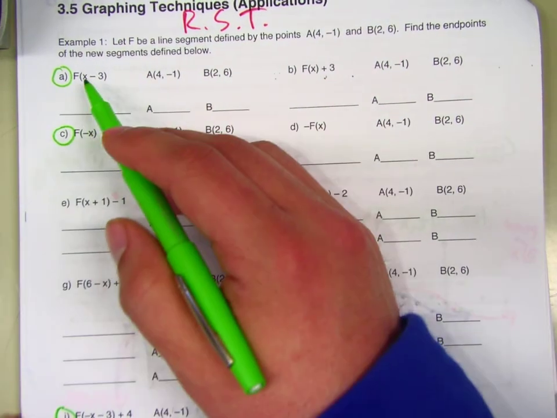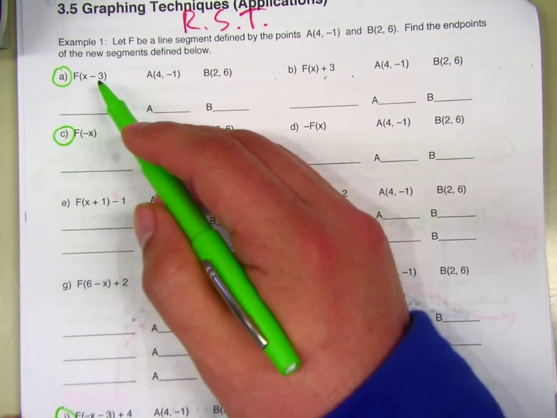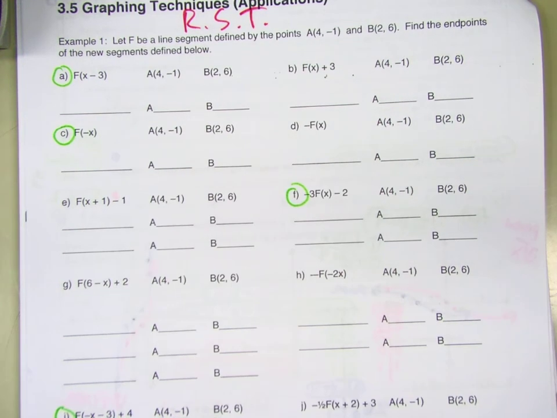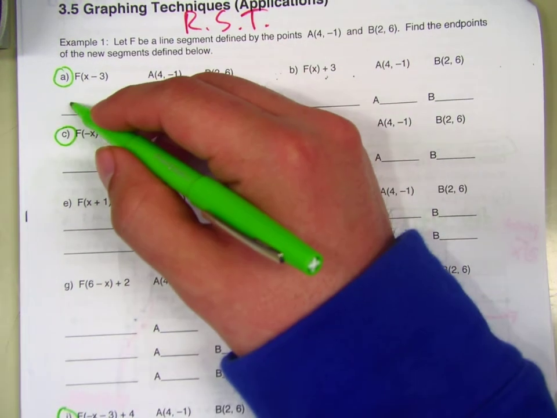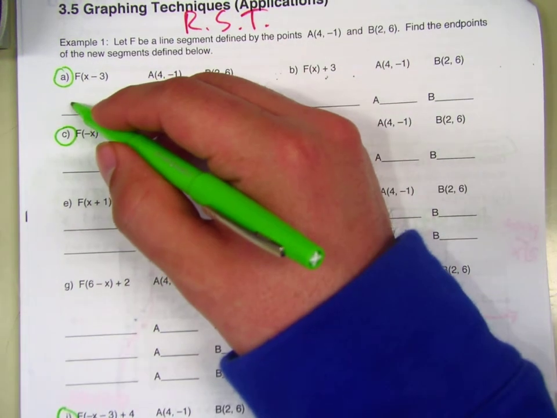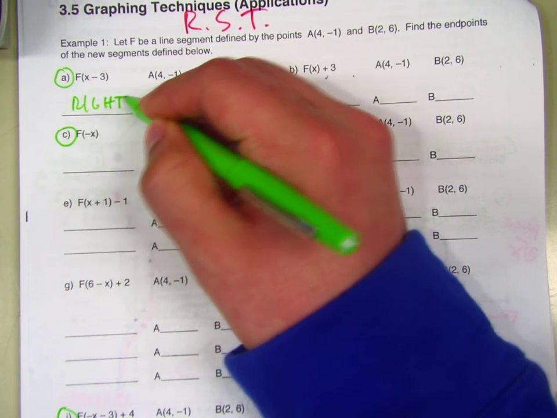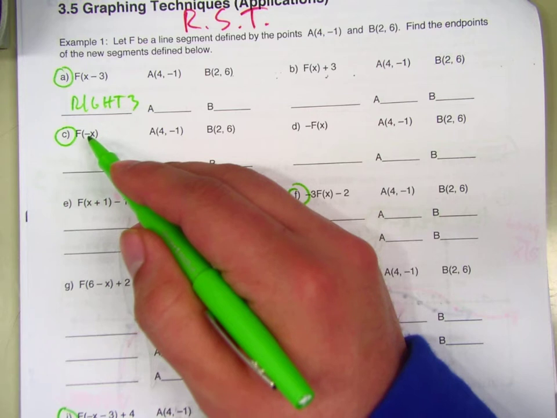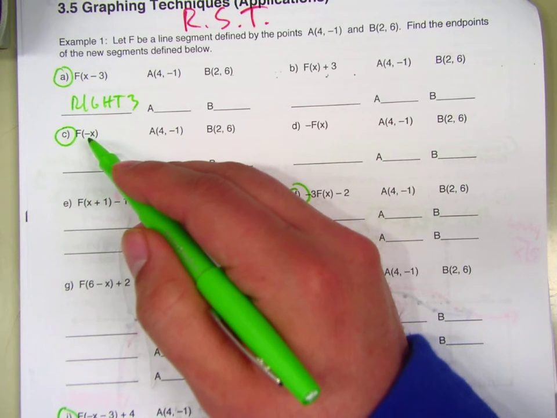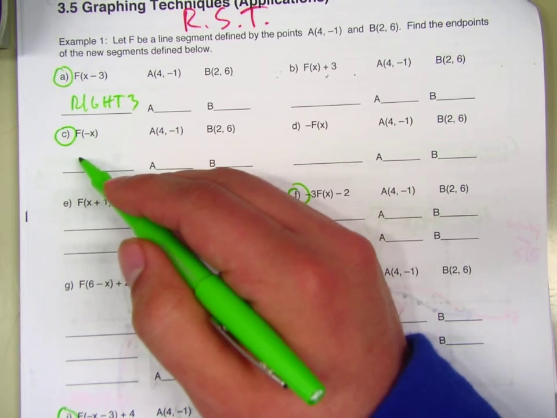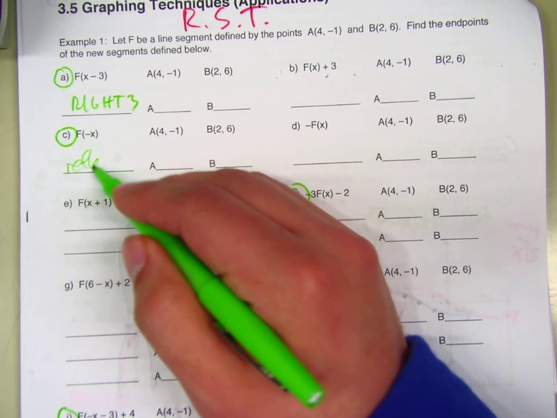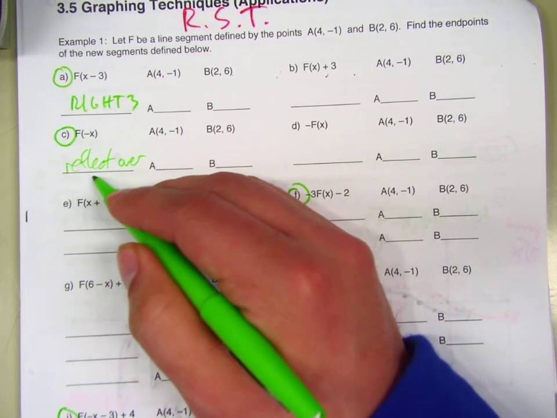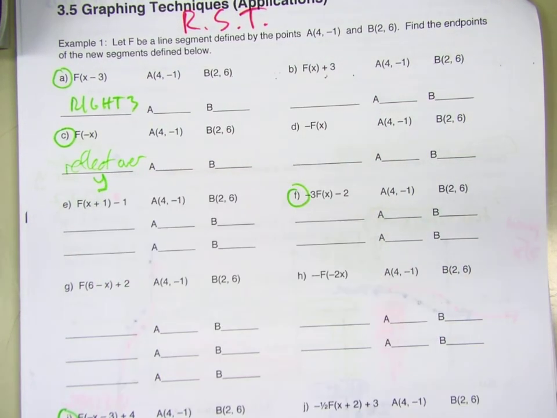Okay? What does minus 3 in the function do to the picture? Move it which way? Right 3. It's always opposite on the inside. Okay? What does the negative on the inside do? Reflect over y. That is correct.